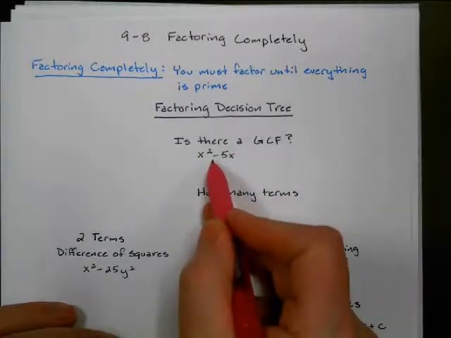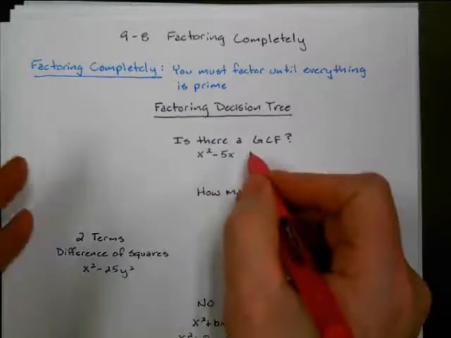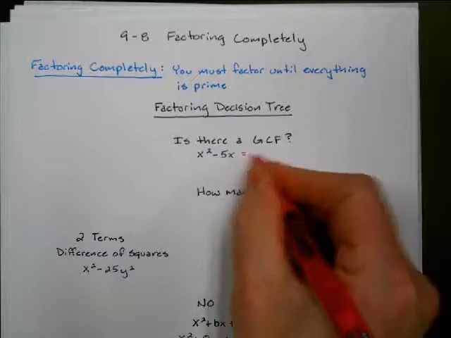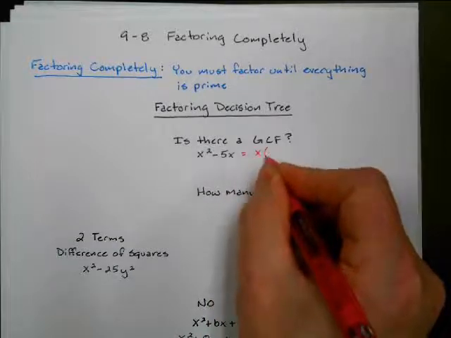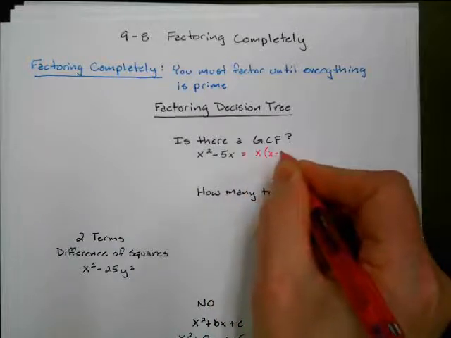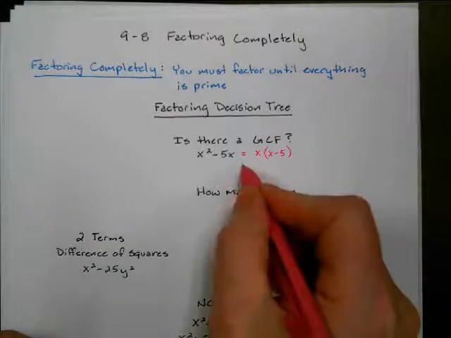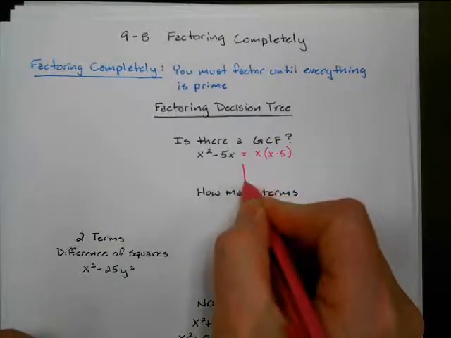So this problem right here, yeah, that has a GCF. So if you have a GCF, you always want to do that first. So this one would factor into x times x minus 5. Now, whether or not you found a GCF, you need to keep moving down this decision tree.